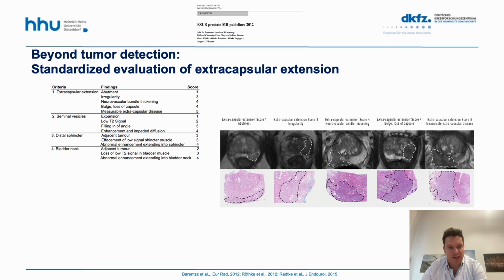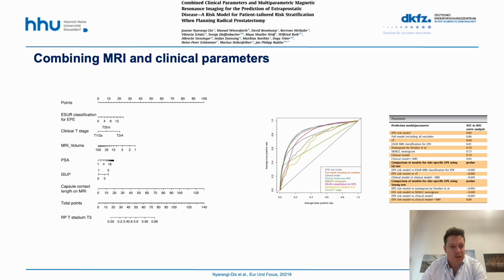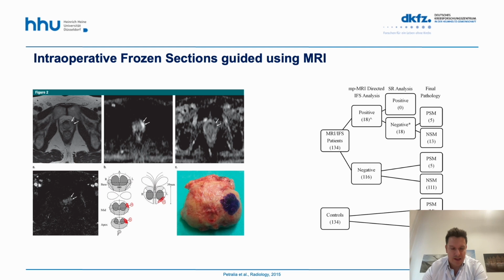There is at least a standardized evaluation of extracapsular extension using MRI, and the combination of MRI and clinical parameters can lead to a very good prediction of extracapsular extension or site-specific extracapsular extension that can aid a personalized radical prostatectomy. If you do not believe in MRI alone, that doesn't matter at all. You can use intraoperative frozen sections guided by MRI. Here are data from Giuseppe Petralia from Milan, published nearly 8 years ago, that can sufficiently guide your intraoperative frozen section towards the MRI lesion.